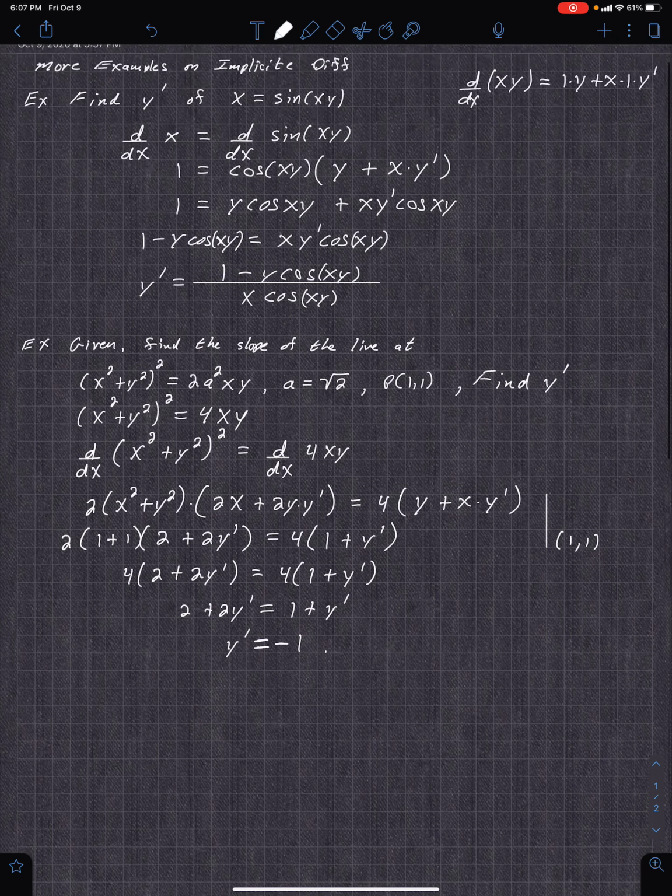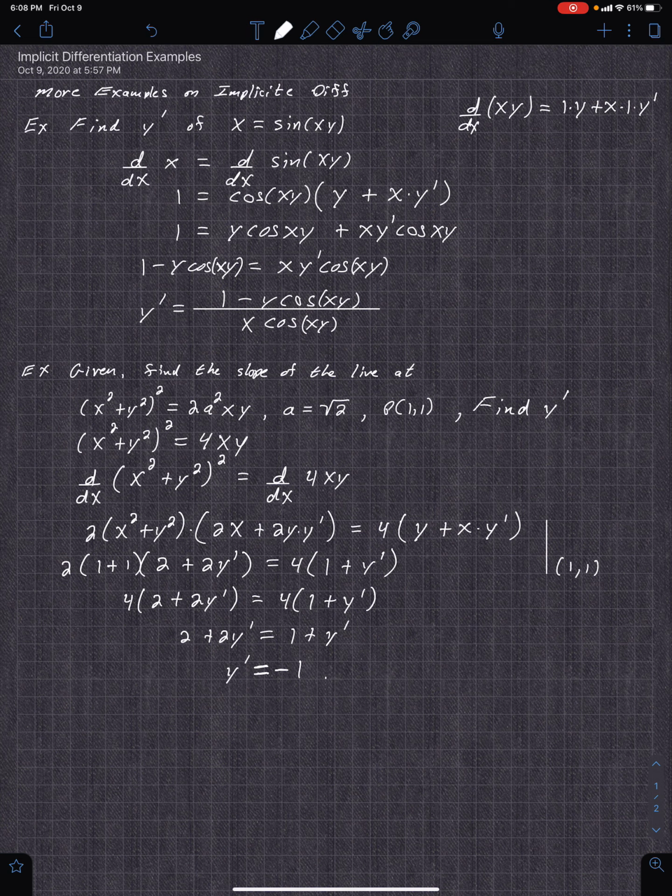Okay, and so that covers both of those. I think we're going to do some more on a different section next. Okay, so there you go.